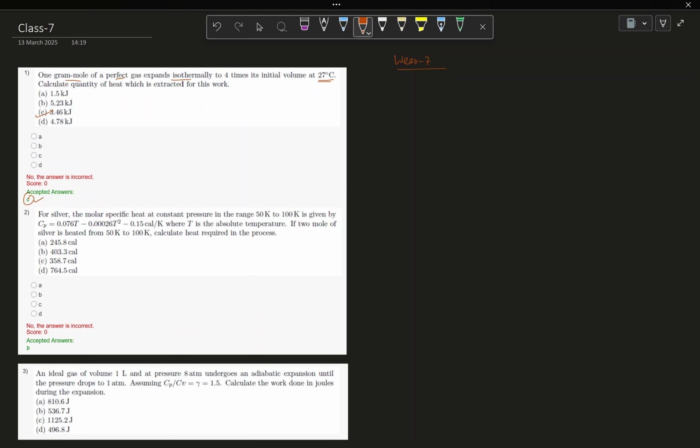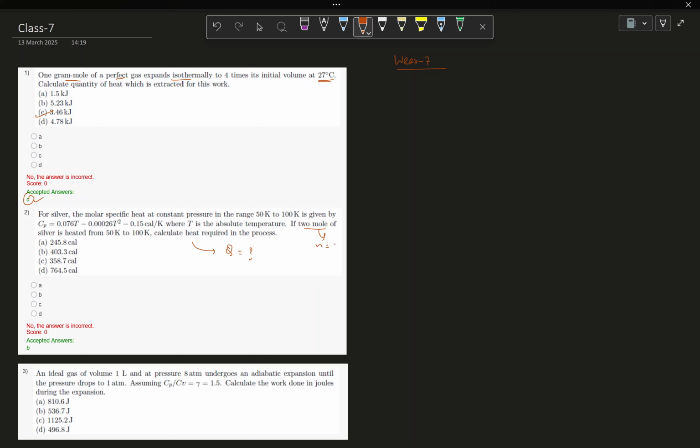It is saying that for silver, the molar specific heat at constant pressure in the range of 50 Kelvin to 100 Kelvin is given by Cp equal to some function of T, where T is the absolute temperature. Now, if 2 moles of silver is heated from 50 Kelvin to 100 Kelvin, then calculate the heat required in the process. First of all, you have to calculate the heat, Q. Heat required in the process of what? In the process of heating up silver of 2 moles.